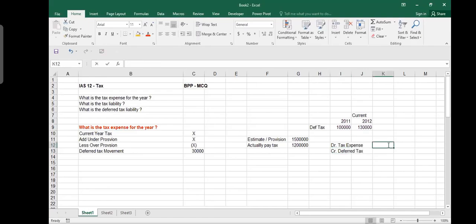So tax expense will be 30,000 added, deferred tax will be 30,000 credit. You book the liability, you book the expense, like for this 30,000. How did it come to the balance sheet 130? It came 130 because of this double entry, and you should be adding it if the movement is positive.